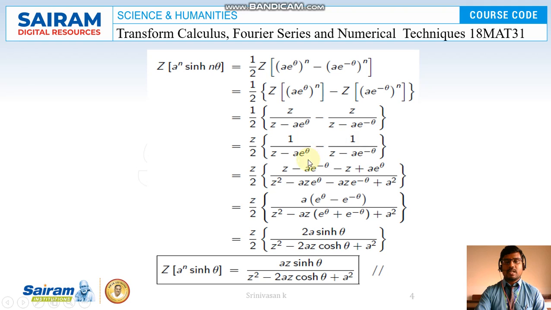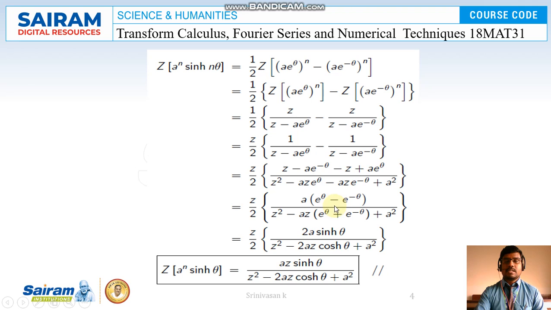Now do the cross multiplication. We get z minus a e power minus theta minus z plus a e power theta divided by z square minus az e power theta minus az e power minus theta plus a square. See the numerator: minus z and plus z cancel, and the remaining terms are minus a e power minus theta plus a e power theta. Taking a outside, we get e power theta minus e power minus theta. In the denominator also, taking minus az outside, we get e power theta plus e power minus theta.